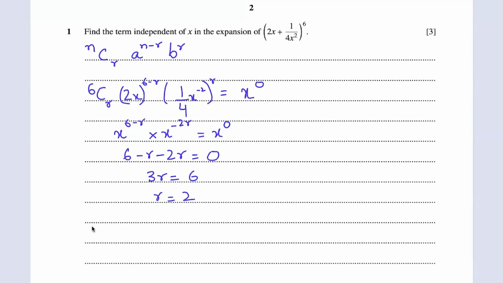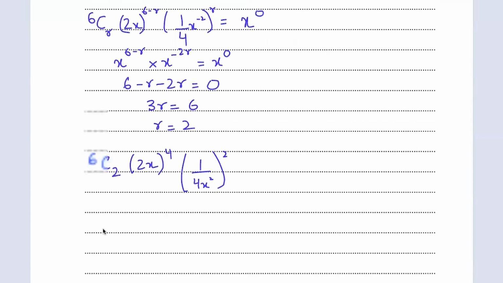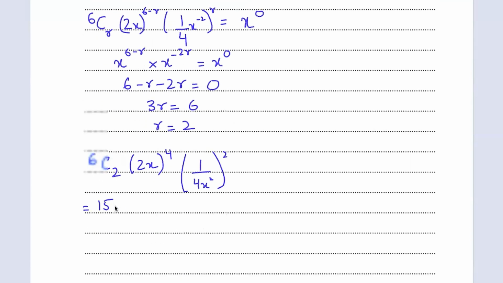So using r = 2, we get 6C2, (2x) to the power 6 − 2, which is 4, and (1/(4x²)) to the power 2. 6C2 is 15, so we write 15 times 2⁴ is 16, x⁴, multiplied by 1/4² is 16, x⁴. So we can see that the x⁴ and x⁴ cancel out, the 16 and 16 cancel out. So the independent term is 15.